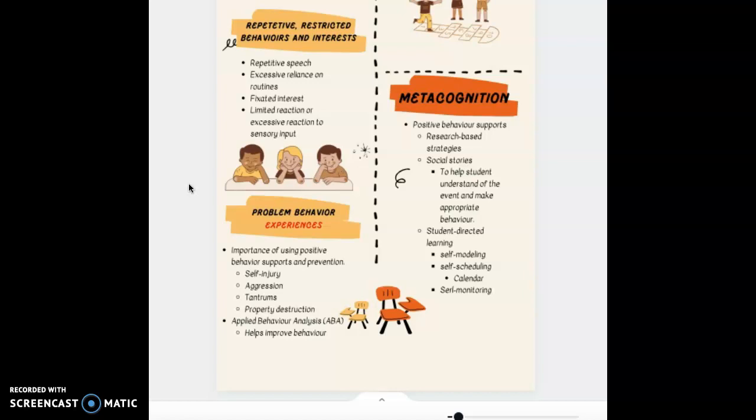By doing self-monitoring, by encouraging self-scheduling, as in making their own calendar and listing their events, and also by doing self-monitoring of their own behavior, the student will gain more independent skills, control their behavior, and be more a part of society.